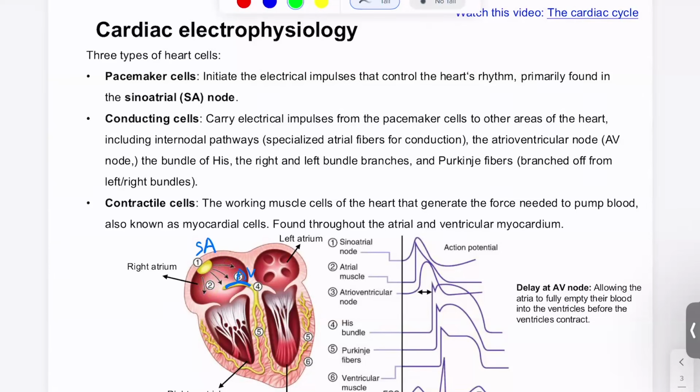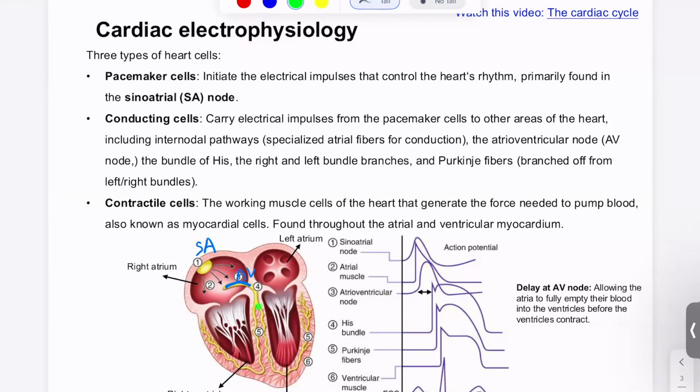And a very important thing to note about the AV node is that electrical impulses travel very, very slowly along the AV node. The reason is that we want to make sure that the atria have sufficient time to contract and push blood into the ventricles before the ventricles contract. So there's a long delay at the AV node just to make sure the atria has sufficient time to push blood into the ventricles.